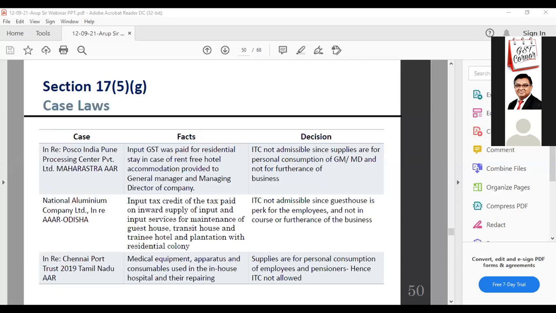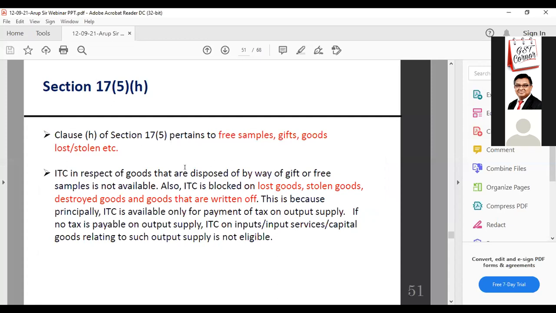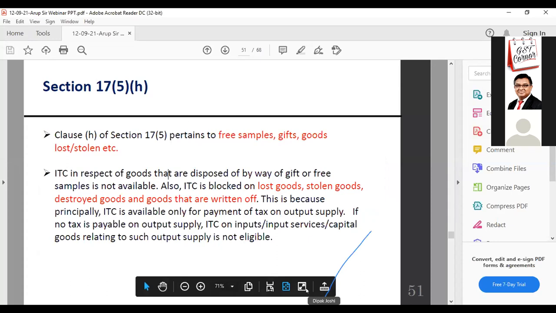Now going to the next slide. Here it's about clause 17(5)(h), which is again a very important provision. Clause 17(5)(h) pertains to free gift samples, gifts, goods stolen, etc. ITC in respect of goods that are disposed of by way of gift or free samples is not allowed. We will briefly discuss this in the next slide.